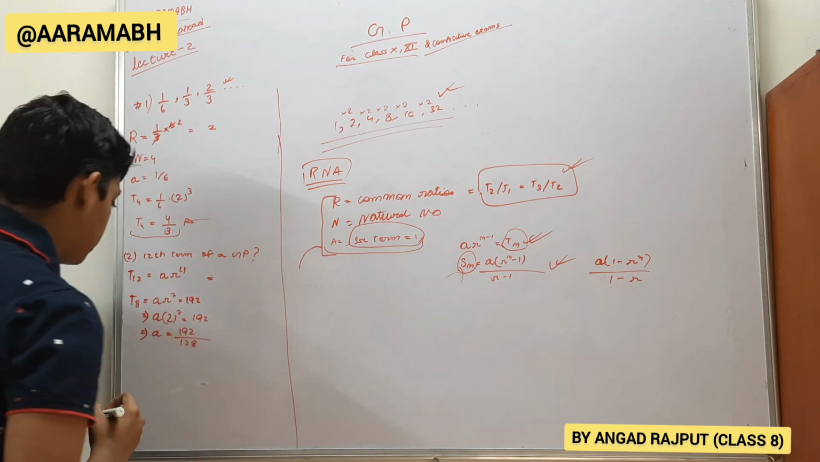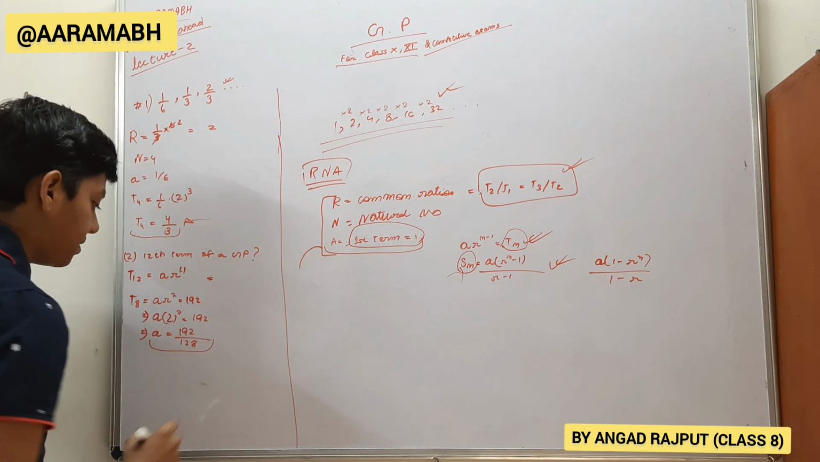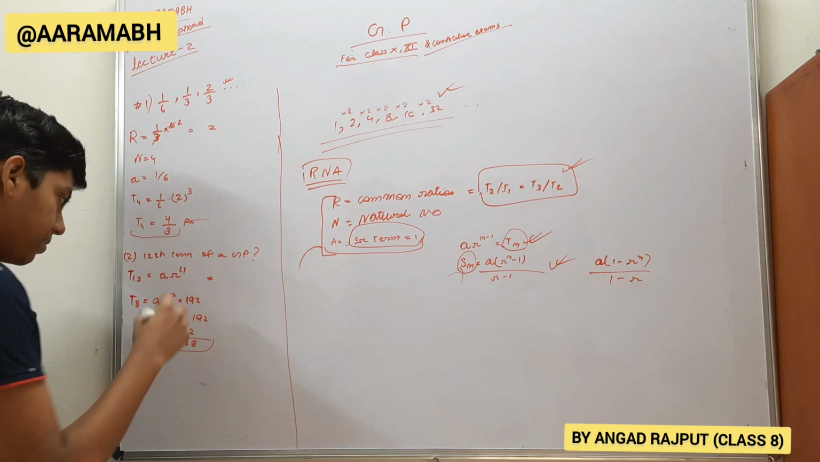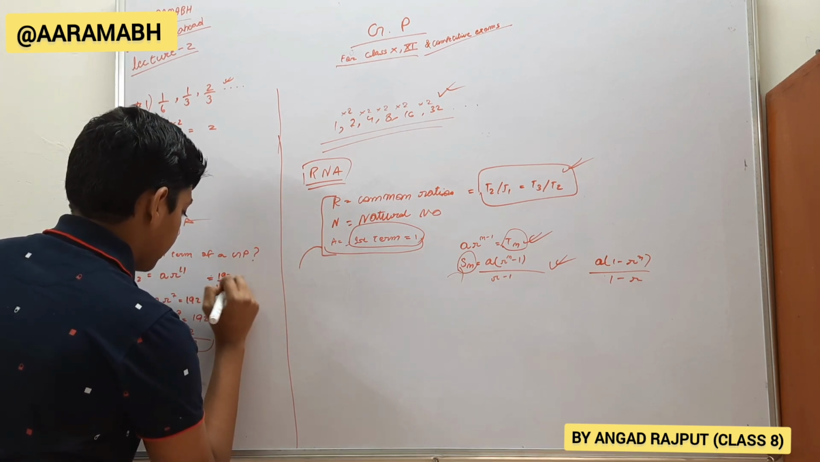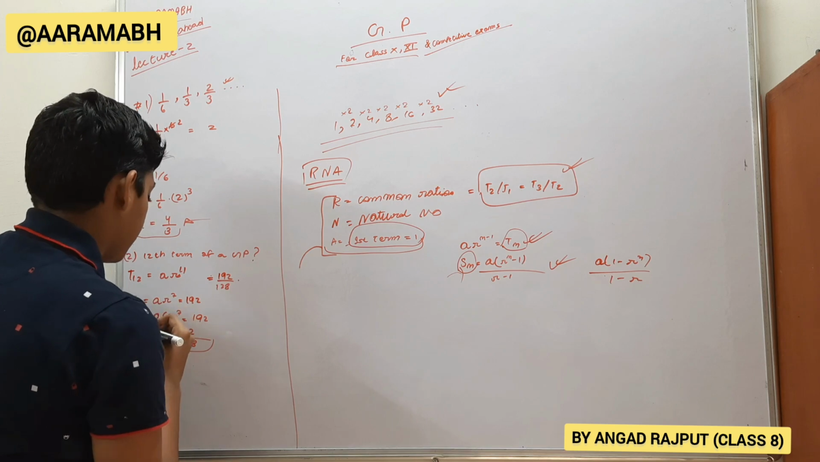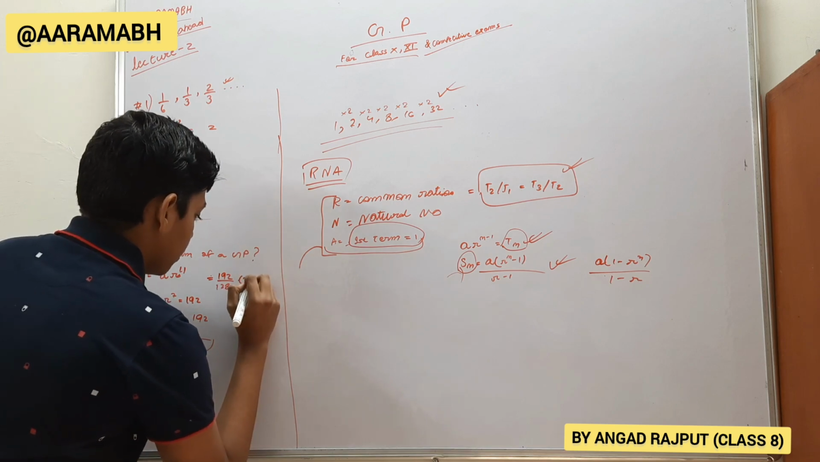So here A is 192 by 128. Now here we will just put the values: 192 by 128 into r to the power 11. R is 2, so 2 to the power 11.